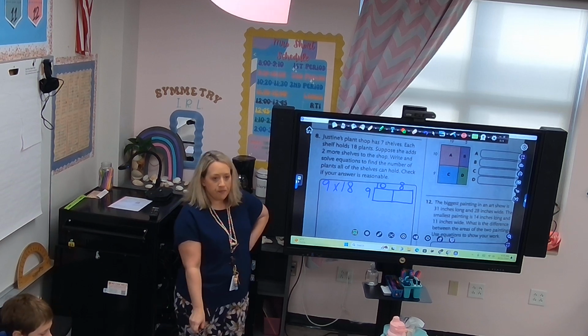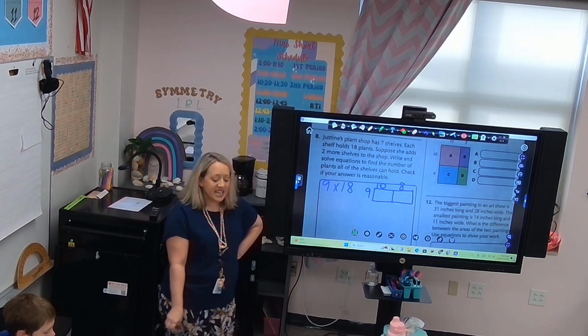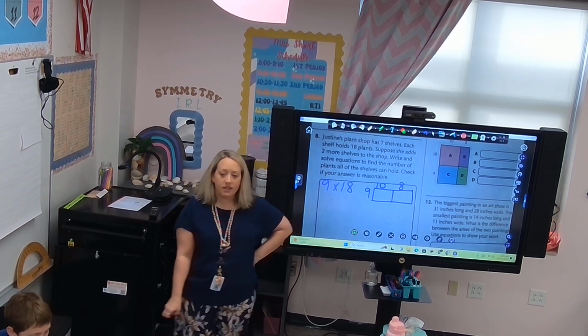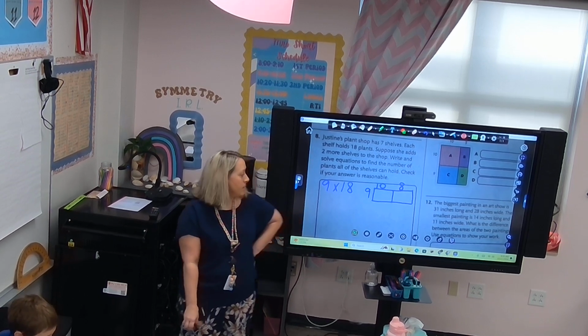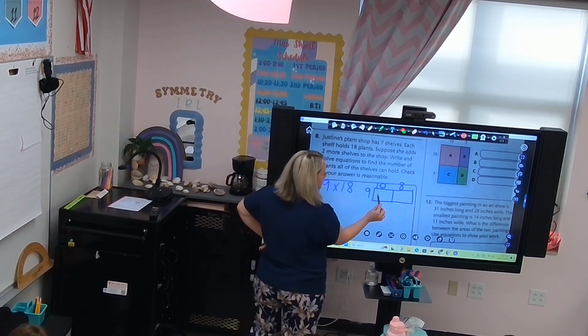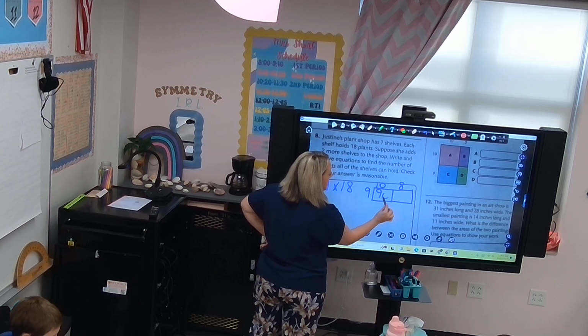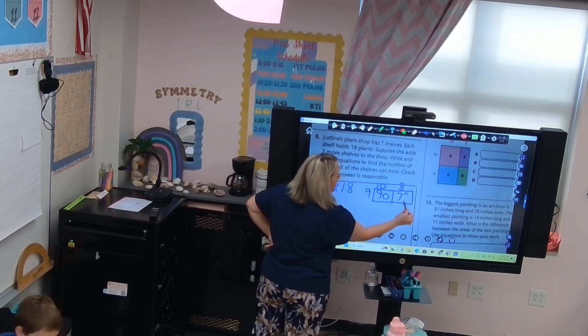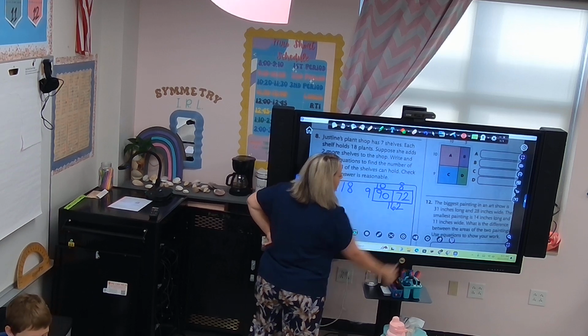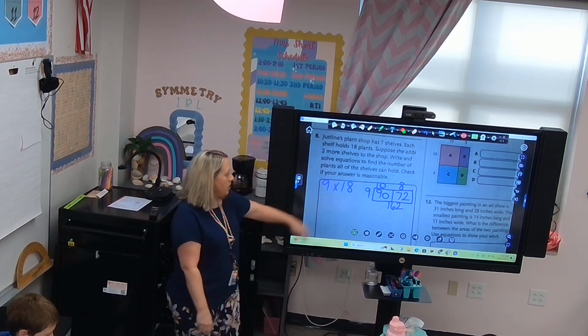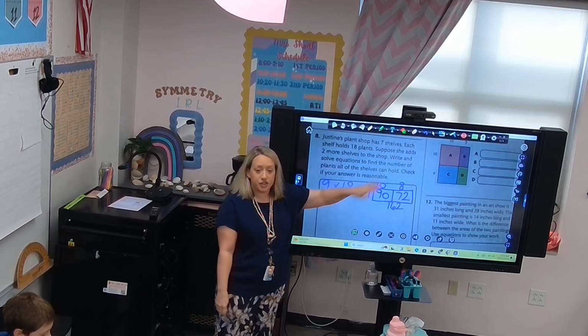Has everybody got it? Yes. No. 30 more seconds, guys. It should not be taking you any longer than this to solve. Okay, 9 times 10 is? 90. 9 times 8 is? 72. What do we do? Add them. And what's your answer? 162. Very good. So, this is the plants that the shelves can hold.